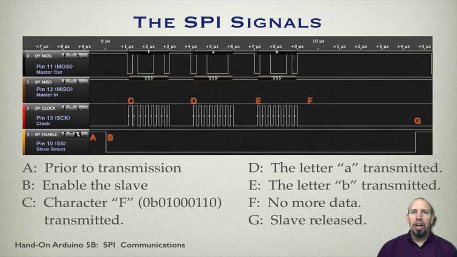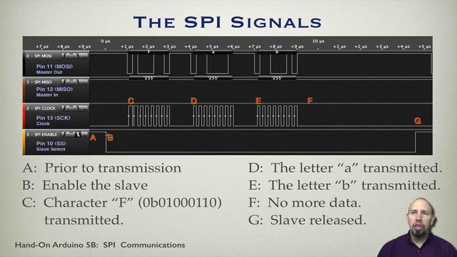Here is an example of timing diagrams used in an SPI communication. So we have a number of steps that are taking place. Step A is what happens prior to transmission. Prior to transmission, the slave select pin is held high. So notice here are the pin numbers that we use: master out, slave in, master in, slave out, clock, slave select. So here, before we actually do any transmission, slave select is held high.